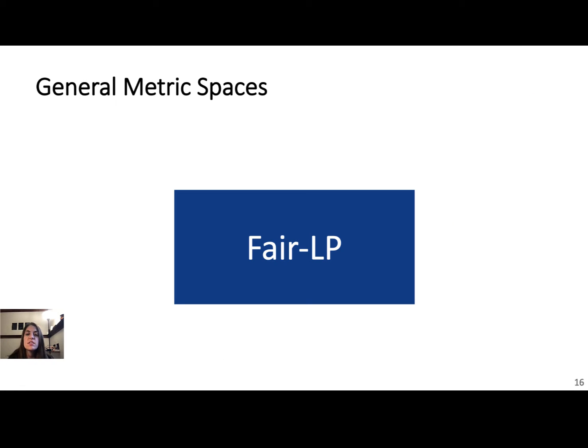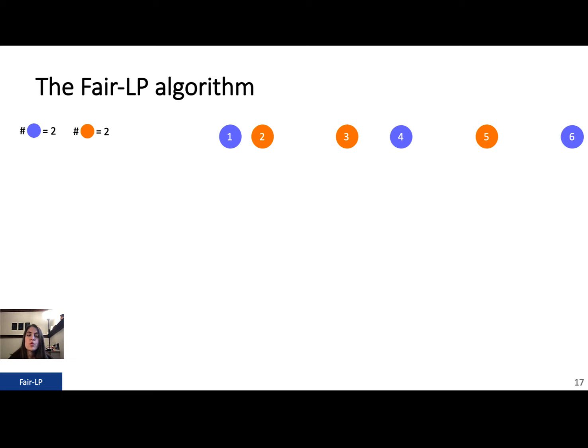Let's now see the details for FairLP. Suppose we have a universe of elements U, as shown here, and that we want to select a set of 4 points using 2 points from the blue color and 2 points from the orange color. Also, for the sake of the example, let's assume that the optimal value for diversity opt is equal to 1. In the paper, we discuss how we can guess opt using a polynomial number of guesses.